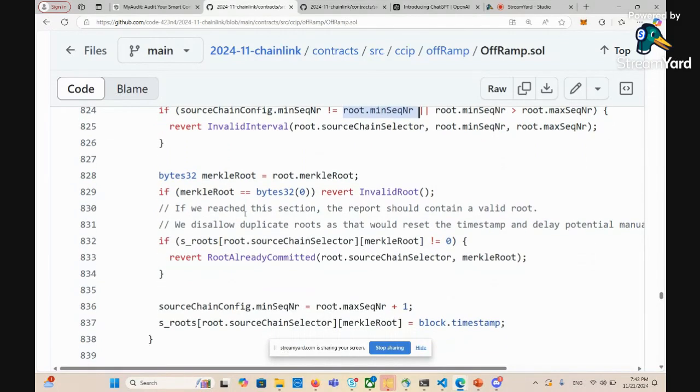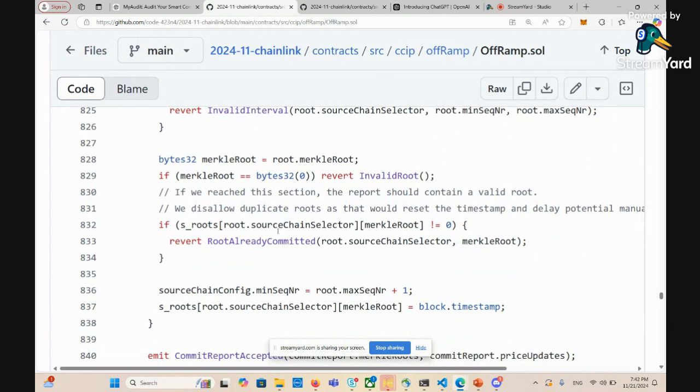Otherwise, we're going to double check the Merkle root is not a zero hash. And in addition, we are going to check that it's not committed yet. So this variable tells you when the root was committed for this particular substrate.